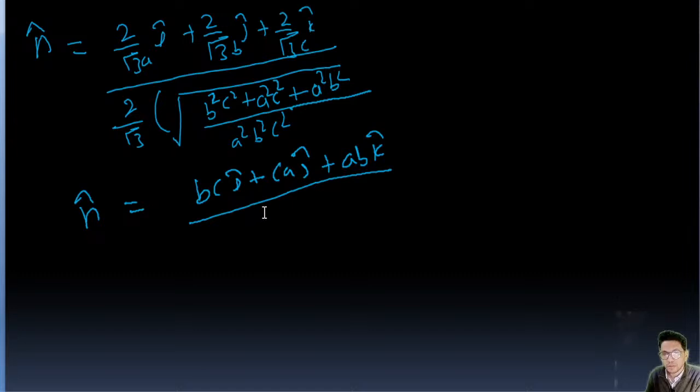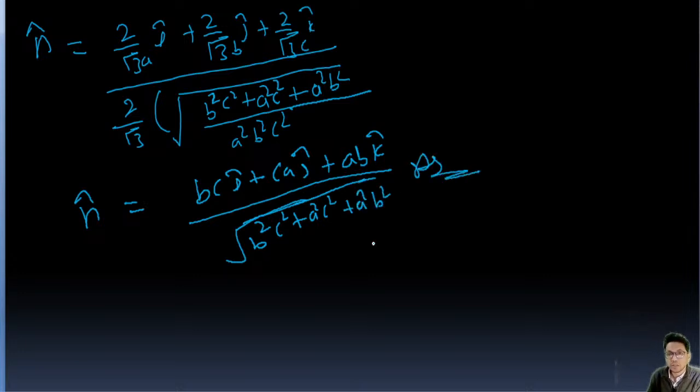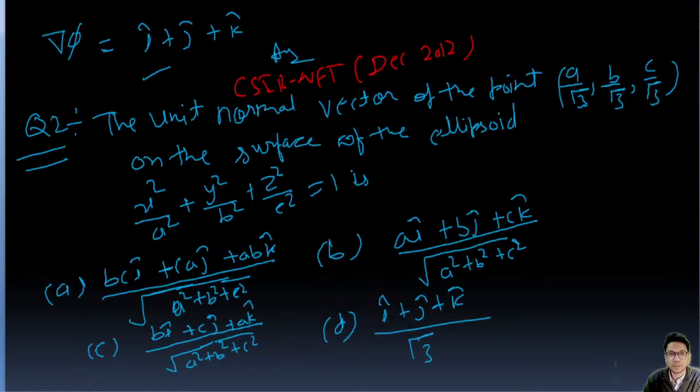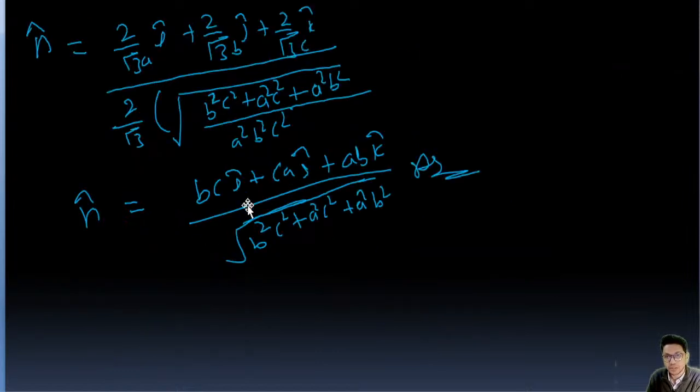upon root b square c square plus a square c square plus a square b square, okay. This is the answer, this is the correct answer, okay. But in this question no option is matching, okay. All these options are incorrect, and the correct option is this one. I hope guys you understood it. So very simple question, and this is a 3-point mark question in CSIR NET exam, okay.